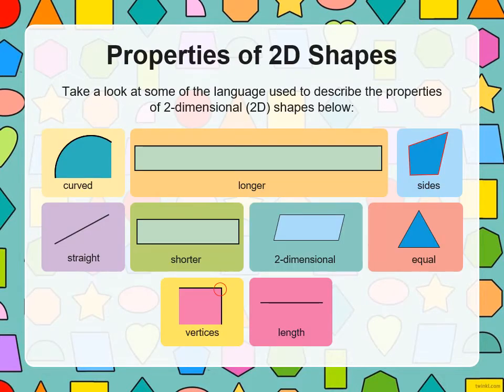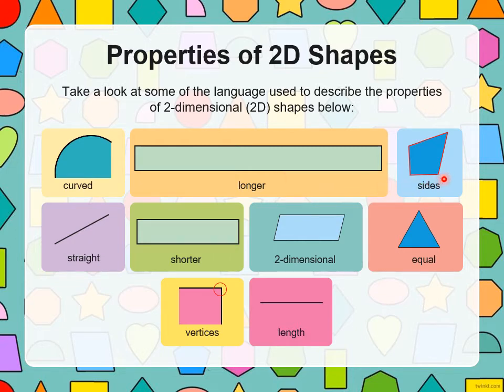The properties of two-dimensional shapes. Let's take a look at all the different features that we might come across as we are investigating shapes this week. So we have some shapes that are curved. I'm sure that you could start thinking about what shapes you can think of that have a curved line. We've got some shapes that have longer lines.